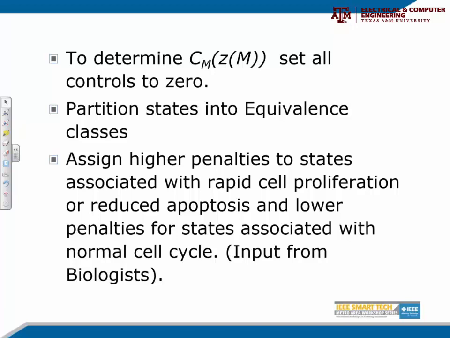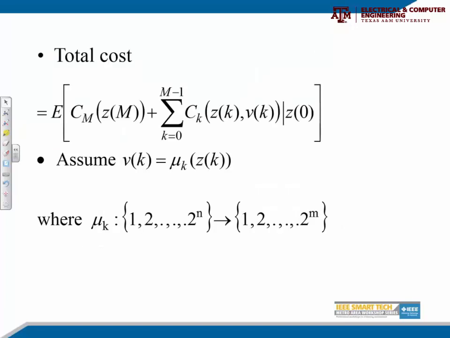And lower penalties for states that are associated with the normal cell cycle. And you would get the input from biologists. And then you would put the two components of the cost together, the terminal penalty and the cost of control. And let's assume that the control input is some function of the state. It's a state feedback kind of thing, where this function mu k at every time point k is mapping the state space to the control space, the 2 to the power of n dimensional state space to the 2 to the power of m dimensional control space.